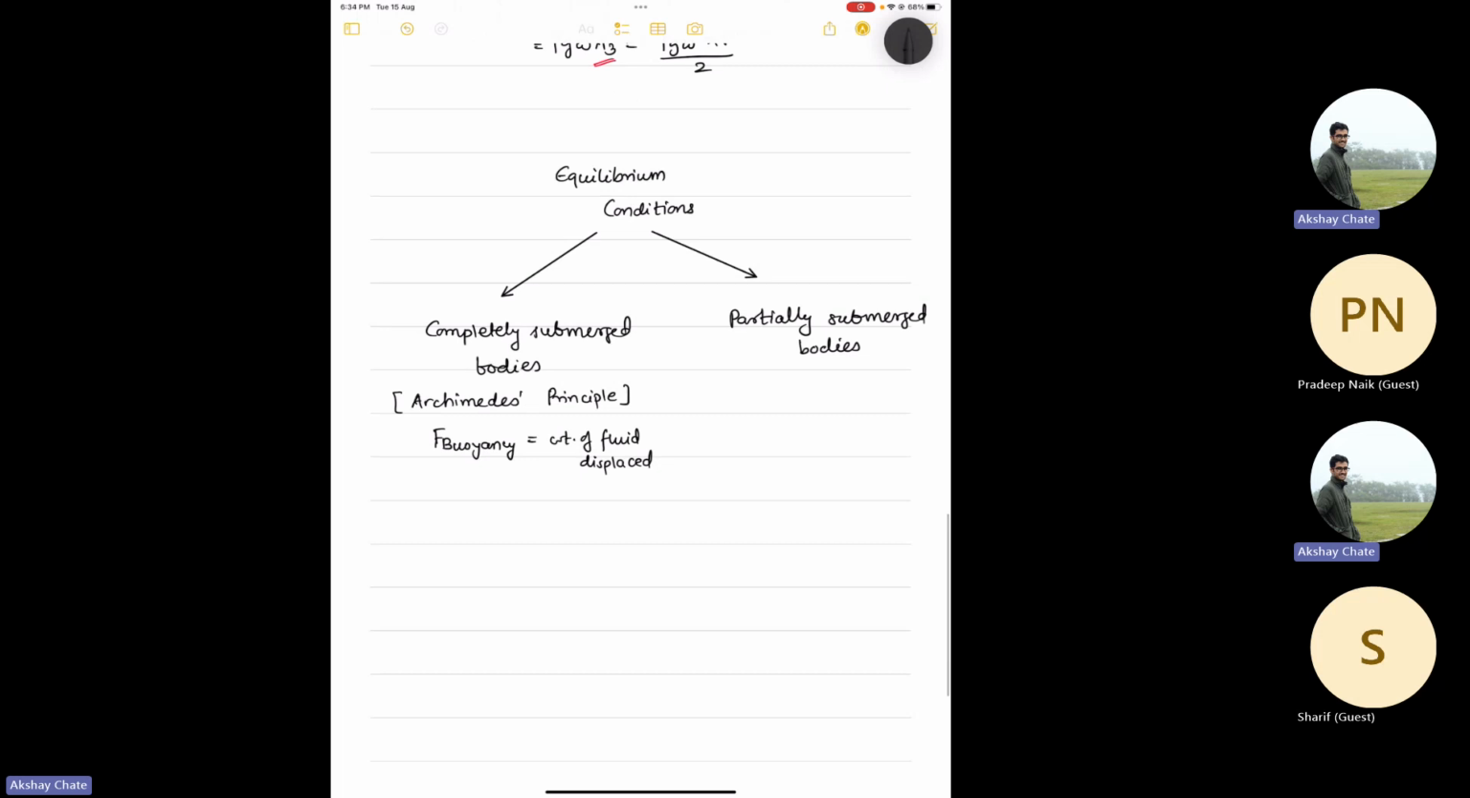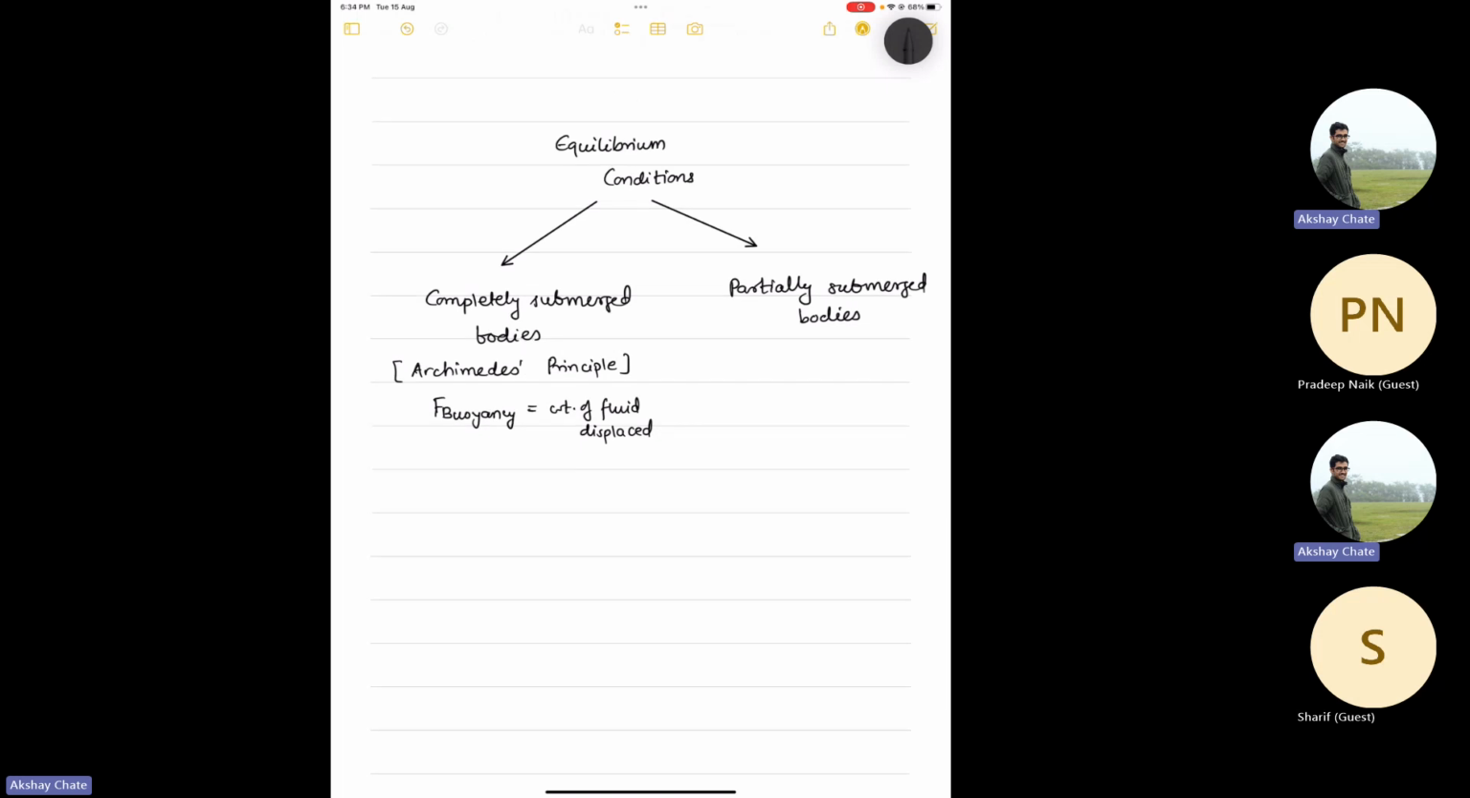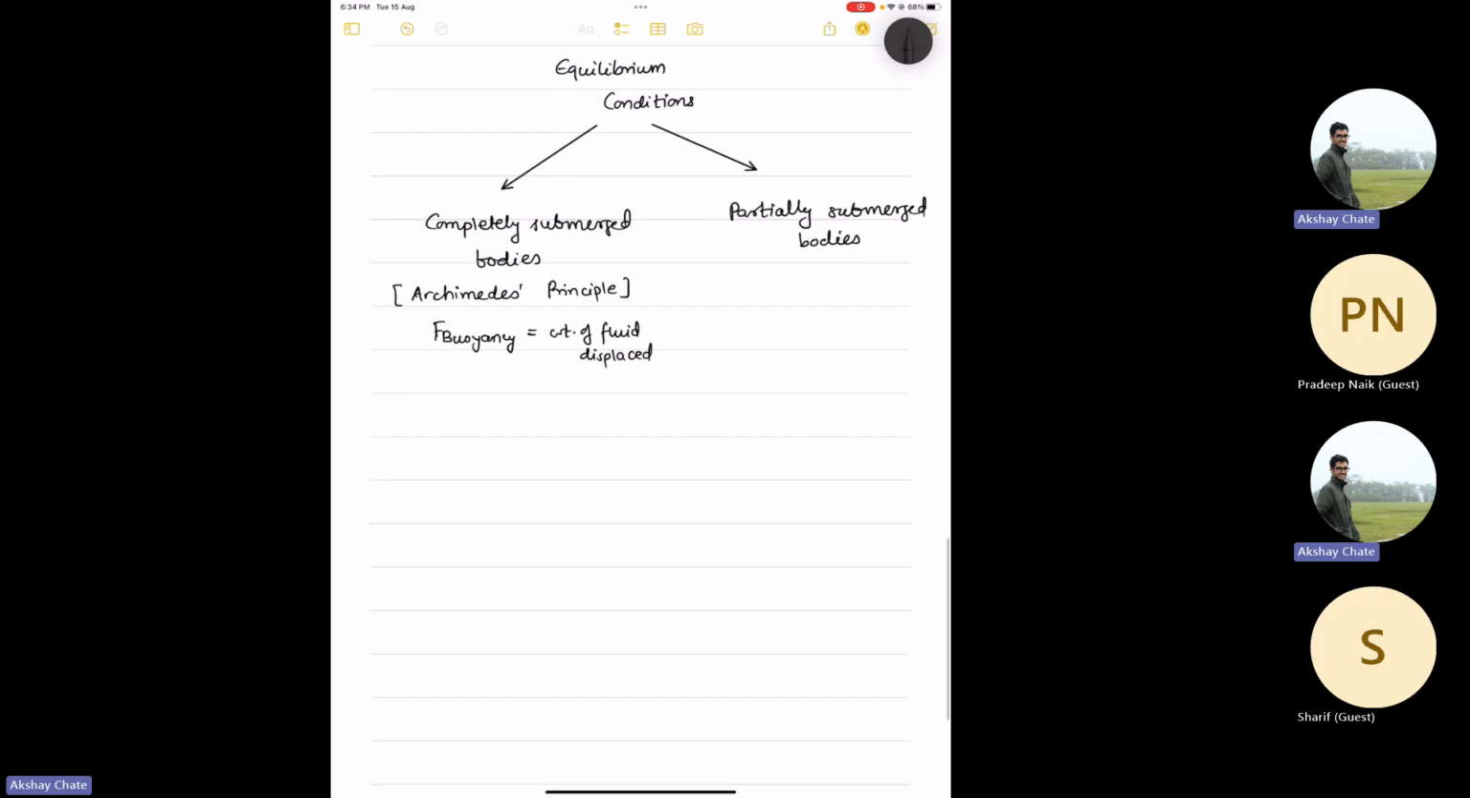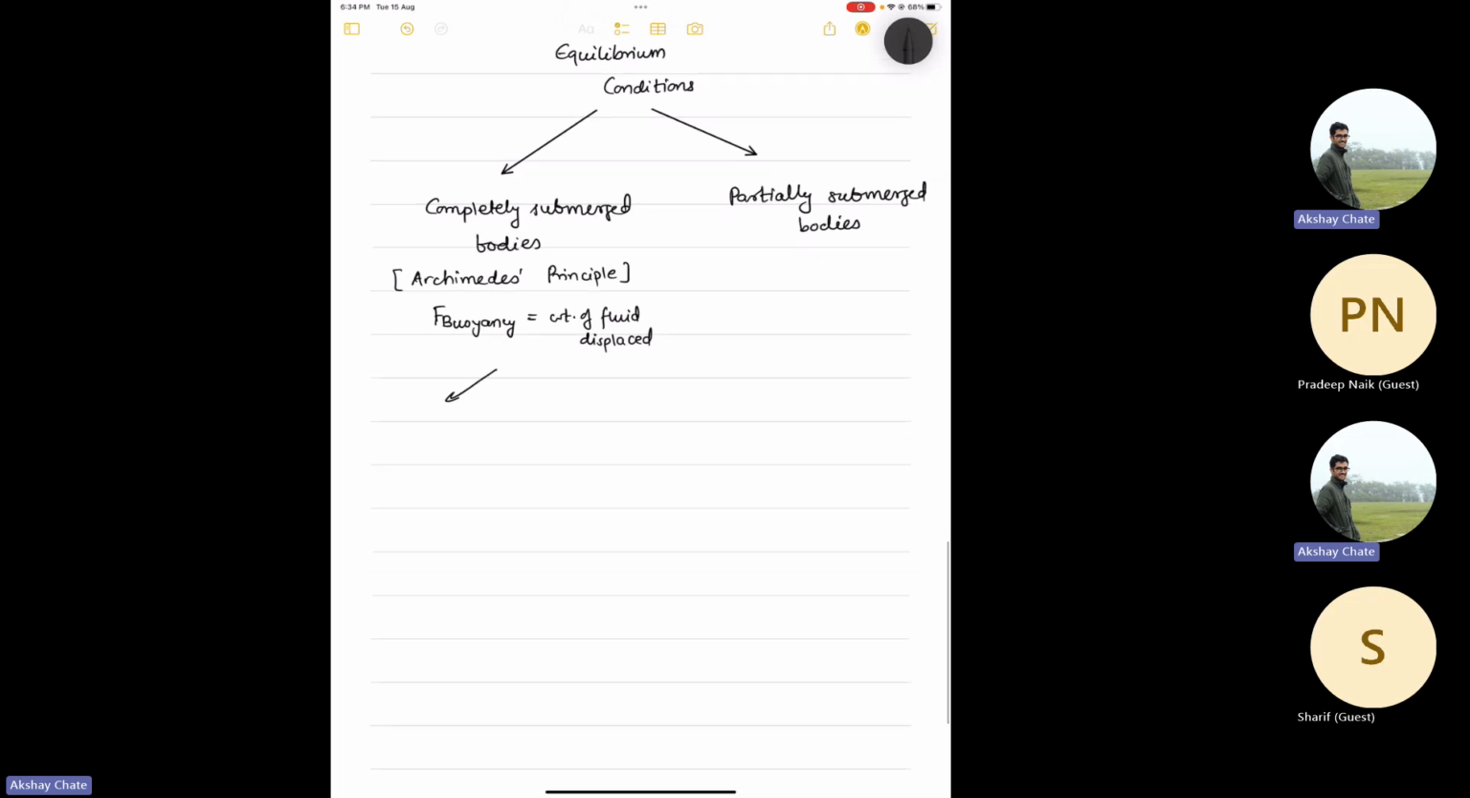But in case of completely submerged bodies, when you say the body is in equilibrium, I like to remember it this way. So there are three cases. The first is called stable equilibrium. Then there is something called neutral equilibrium, and then there is something called unstable equilibrium.